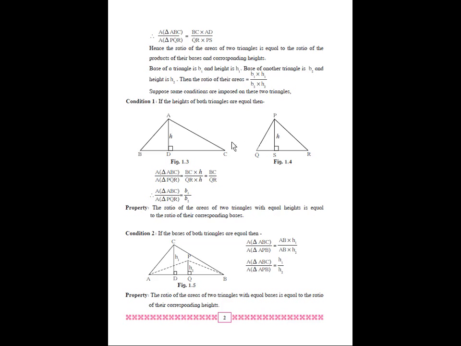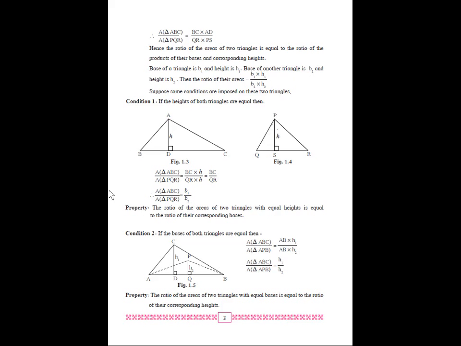As you see, this is ABC and this is PQR; their bases are different but the height is the same, that is H and H, so we write H here. The area of ABC is equal to base BC and height H, so we put BC into H. Then for the area of triangle PQR, the base is QR and the height PS is equal to H. When H and H are removed, you get the ratio BC upon QR. BC is the base of the first triangle, equal to B1, and QR is the base of the second triangle, equal to B2.